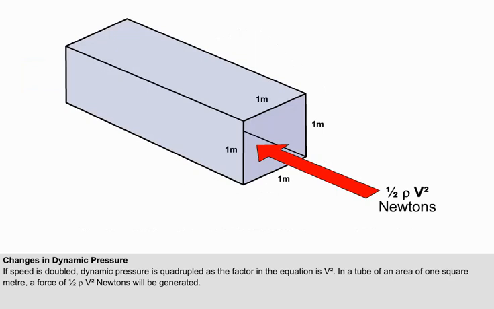Regardless of the actual numbers involved in this example, it is important to remember the proportions. If speed is doubled, the pressure is quadrupled. If speed is trebled, the pressure increases by 9 times, and so on. If speed is halved, pressure reduces to a quarter of its previous value.